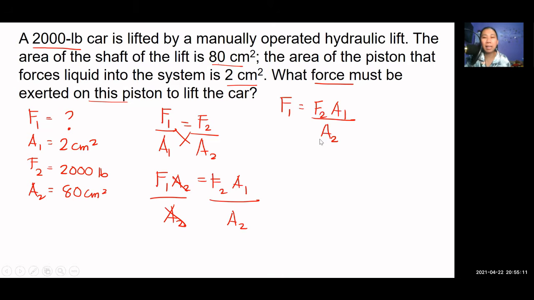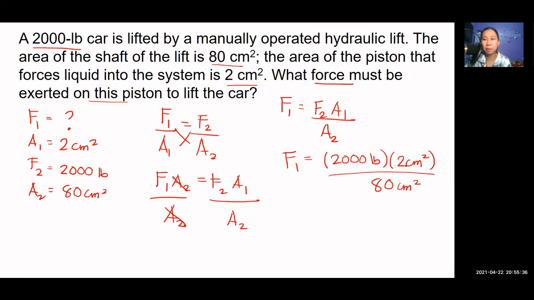So, substitute natin yung ating mga values. So, para sa F2, meron tayong 2,000 pounds. And then, yung ating A1 is 2 square centimeters. And i-divide natin to sa ating area 2. So, yung area 2 natin is 80 square centimeters. So, kung mapapansin nyo, makakancel natin dito yung unit ng square centimeters. Kaya may iwan na lang na unit is pounds. Okay, so therefore, ang F1 natin is equal to 50 pounds.